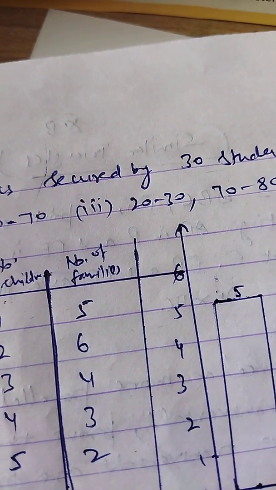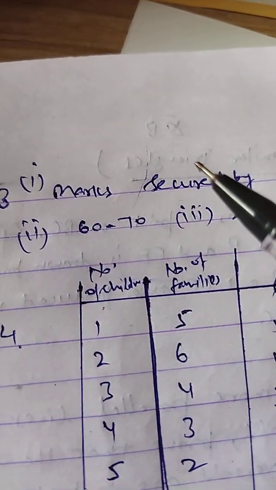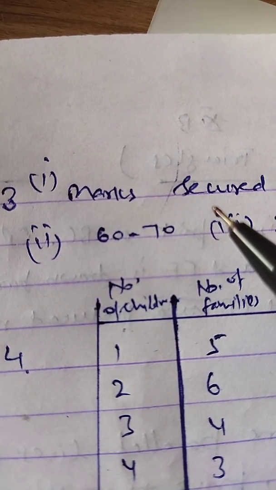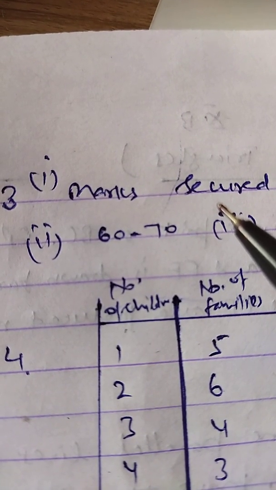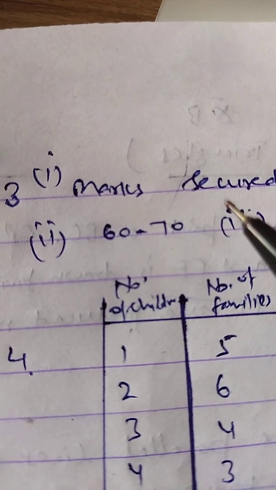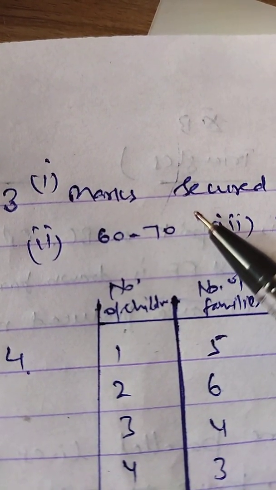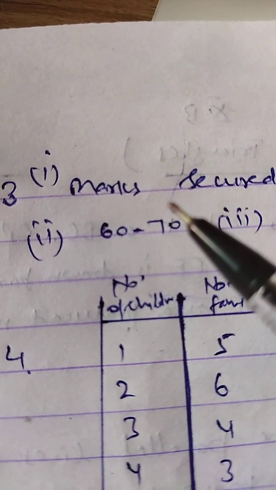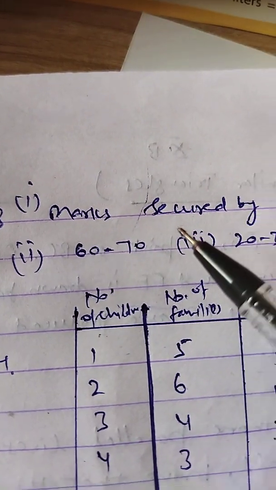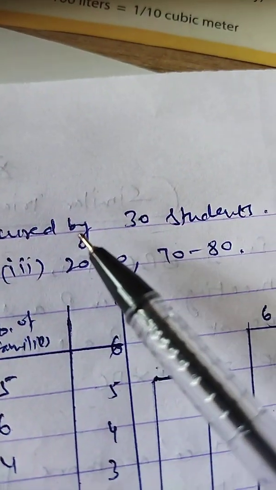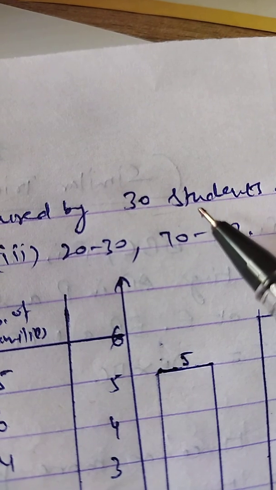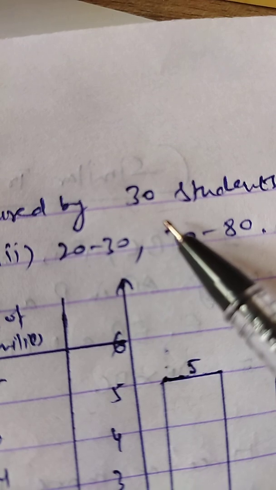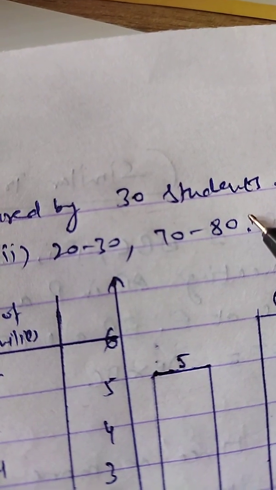Which group contains the maximum students? You see the class intervals. In the class interval of 60 to 70, you can see the highest bar, the highest rectangle, going up to 30. So 60 to 70 will be the answer for the group containing the maximum students. Which groups have the same number of students? That is the third one. You can find it within 20 to 30 and 70 to 80, because the frequency for 20 to 30 is 25, and for 70 to 80 it is also 25.